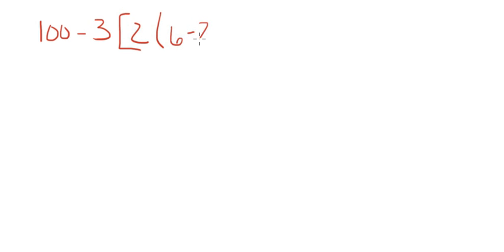All right, so let's look at our practice set. What I want you to do is get out your homework sheet and try to do this problem right now. I'm going to put it up here on the board. It's going to be 100 minus 3, then we have brackets 2 parentheses 6 minus 2 parentheses close bracket, and we want to do this problem. This is a practice set problem.